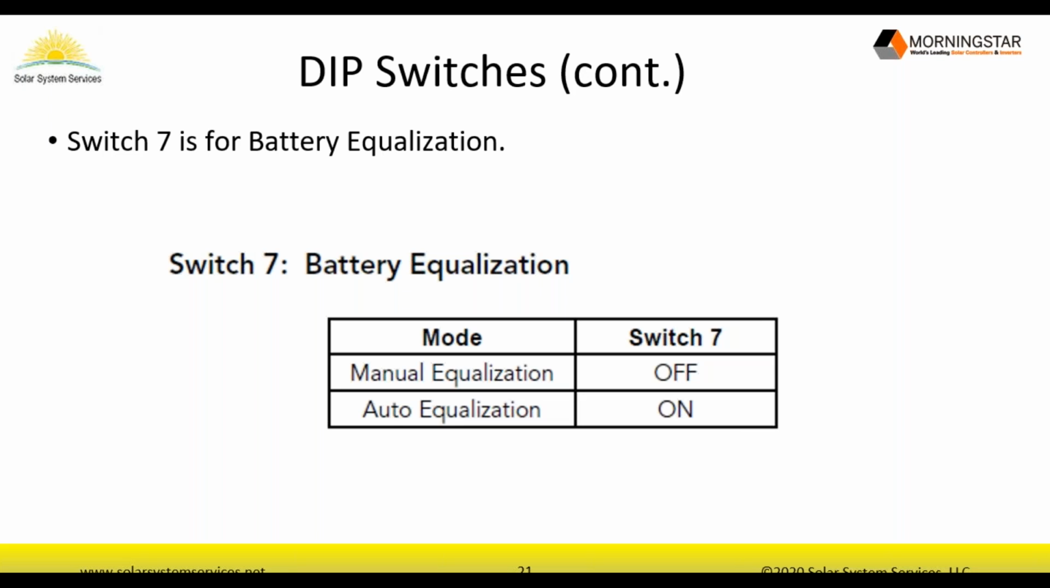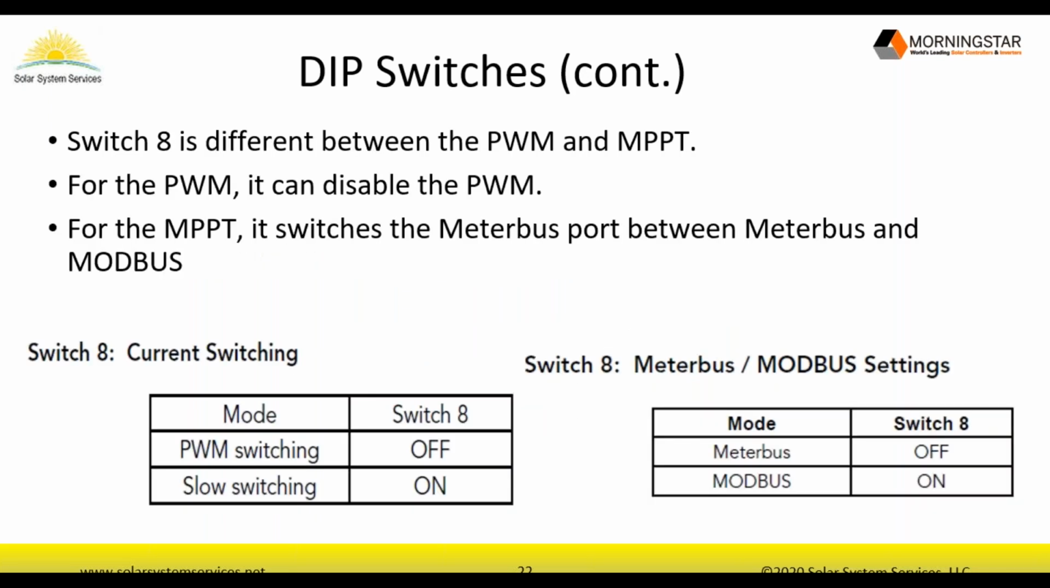Okay, switch 7 is for equalization, whether you want to do it manually or auto. And then switch 8 is, again, the one that actually changes depending upon the charge controller you have. For the PWM, it can disable the PWM. I mentioned before on the Gen 2, you had to cut a trace or something like that. It got kind of complicated. Now you just throw a dip switch.